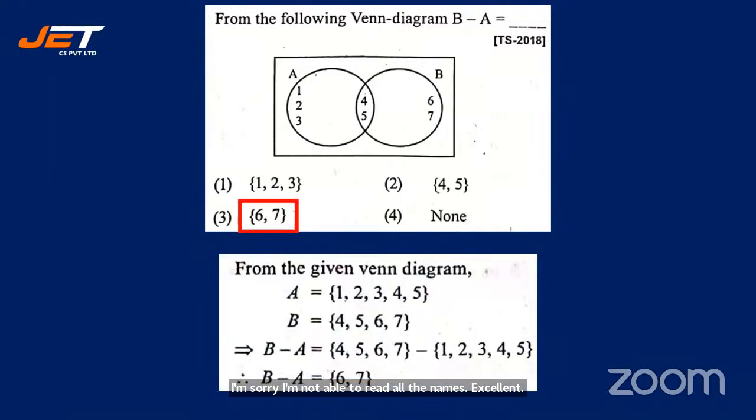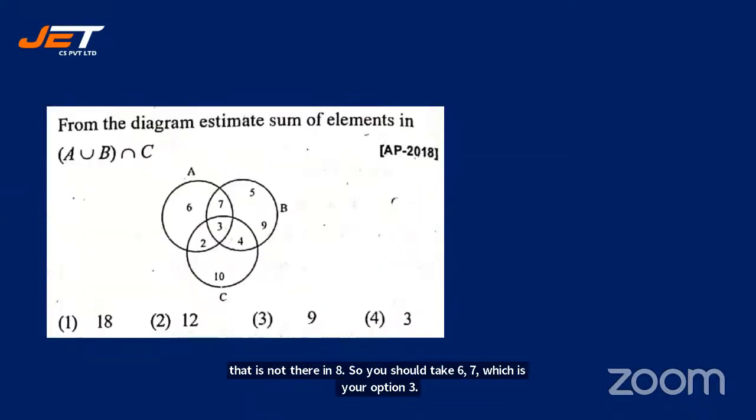How? Quickly see the answer from the given Venn diagram. What is A? A is 1, 2, 3 and 4, 5. What is B? 4, 5, 6, 7. So what is B minus A? What is there in B should not be there in A, right? So 6, 7 is there in B and that is not there in A. So you should take 6, 7, which is your option 3. All right, students, excellent. See the next question.